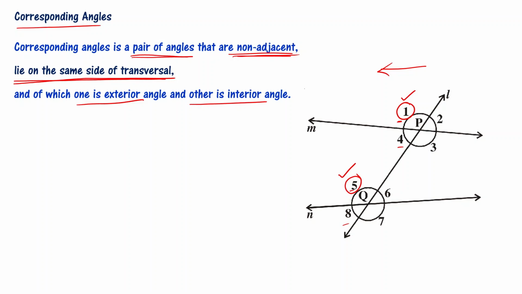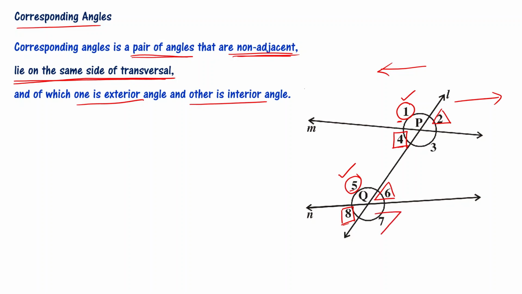Now when you look at number 4 and number 8, మీరు చూస్తే కనుక they are on the same side of the transversal and they are non-adjacent and one is exterior and other is interior, right? Now let's look at this side. 2 is here, right? Let me draw a triangle around it. 2 is here and 6 is here, right? 2 and 6 are on the same side of the transversal and they are non-adjacent and one of them is exterior and other is interior, right?